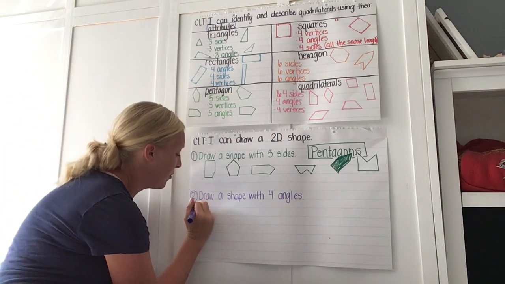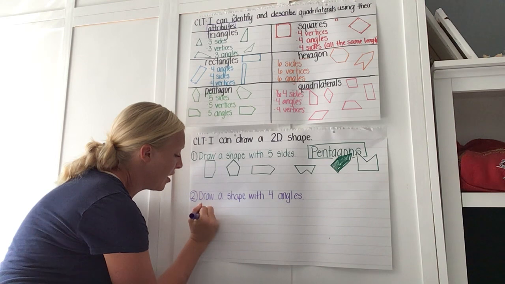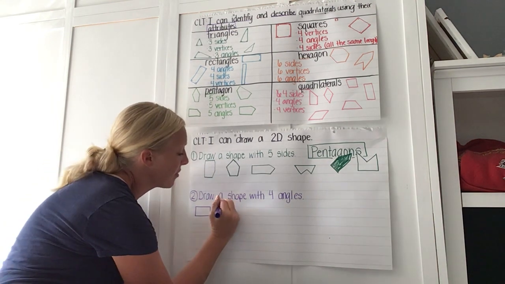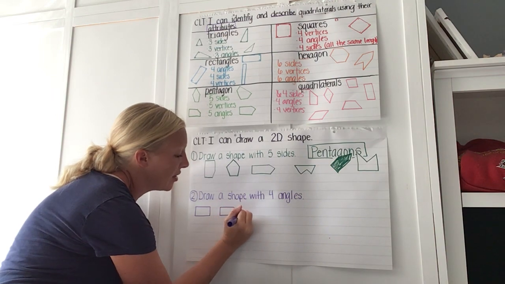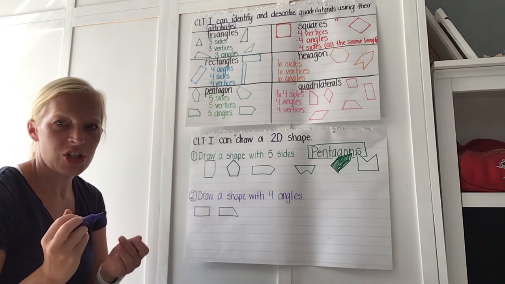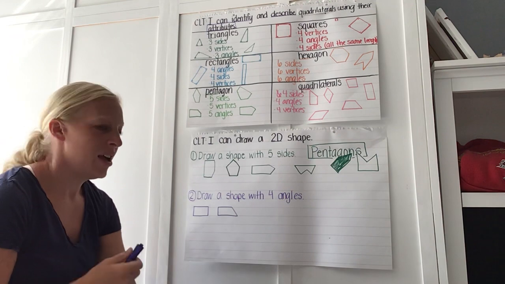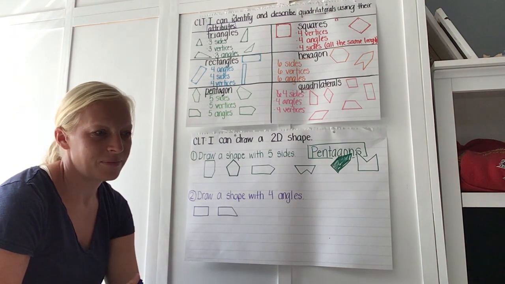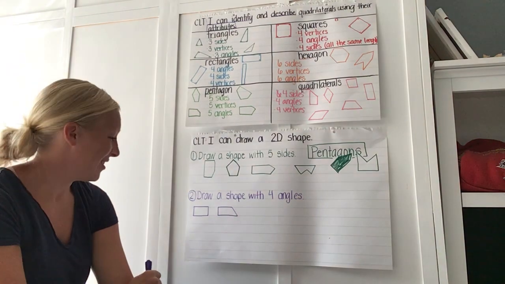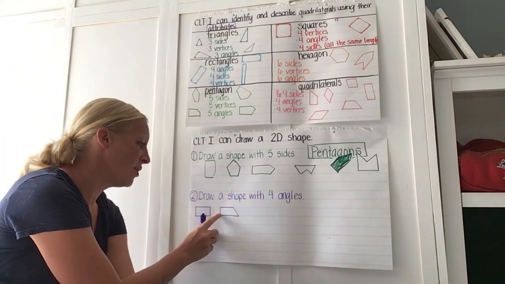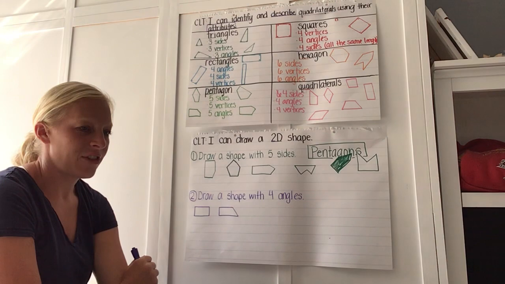This partnership over here had this and this. How are your shapes the same? How are they different? They both have 4 angles. Yep, 1, 2, 3, 4. 1, 2, 3, 4. How are they different?